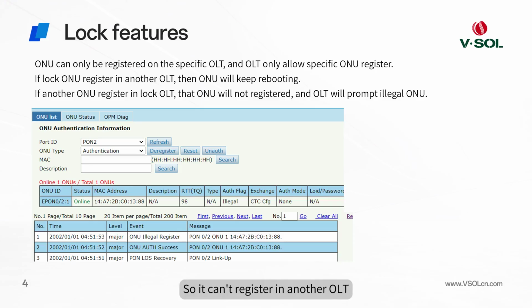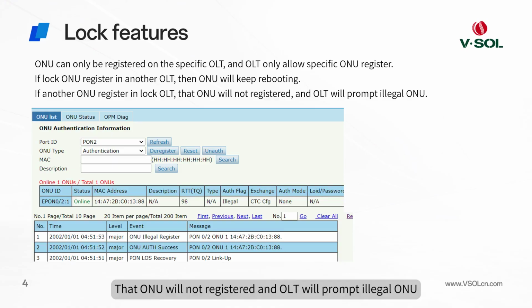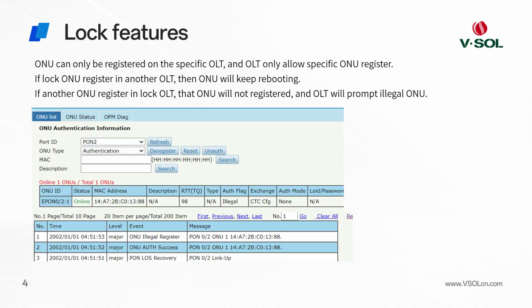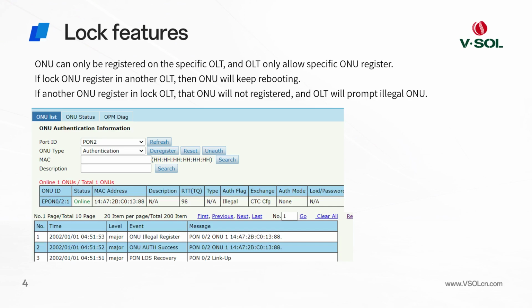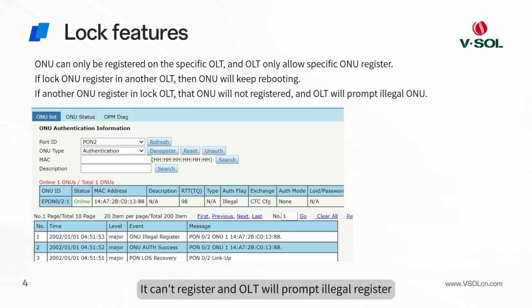If another ONU registers in a lock OLT, that ONU will not register and the OLT will prompt illegal ONU. You can see in this picture. When this ONU tries to register in a lock OLT, it can't register and the OLT will prompt illegal register.